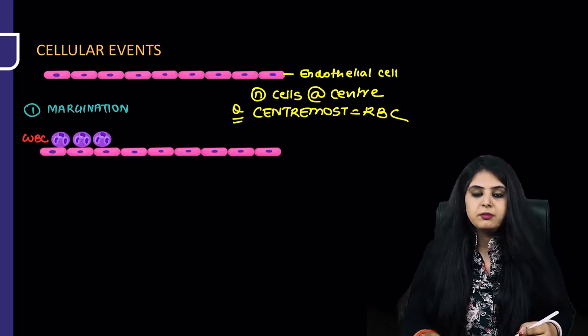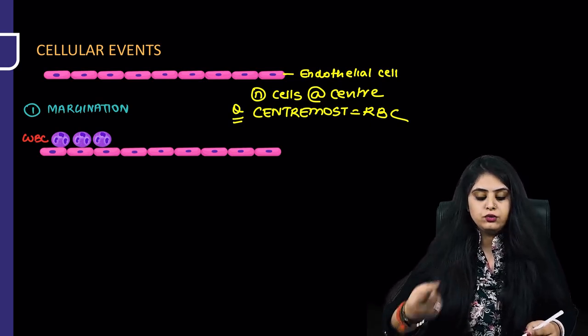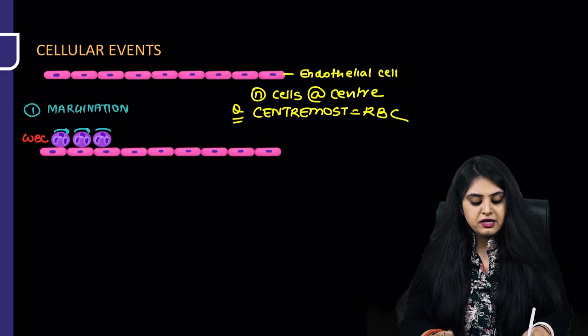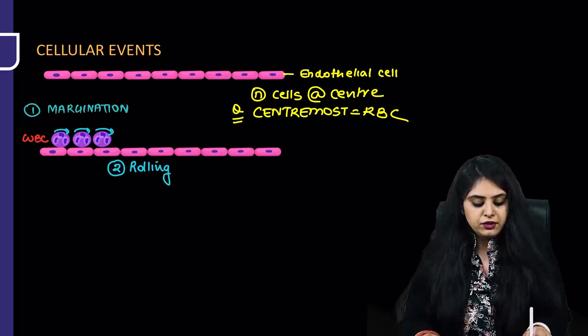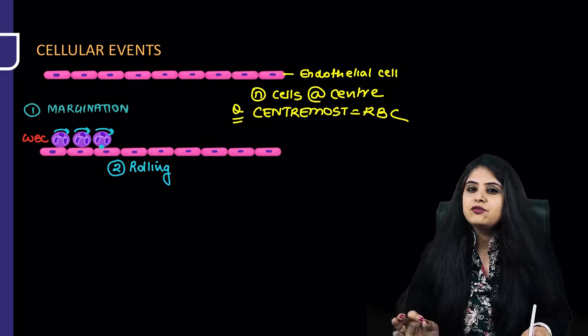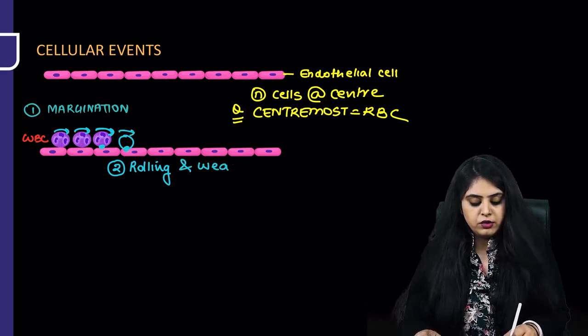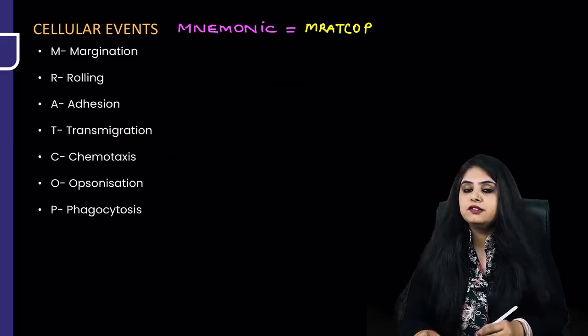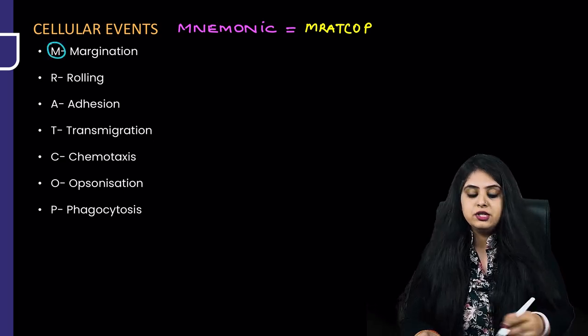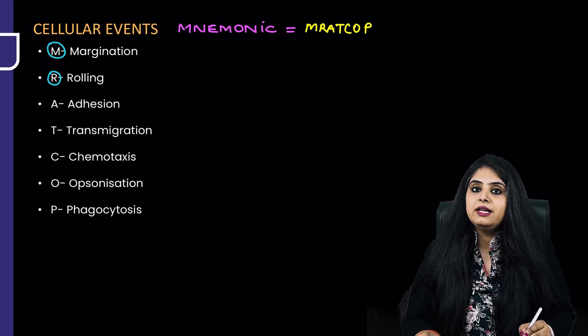After coming to the margin, just imagine a football. They are going to roll. Like this, they will start rolling. So what is step number 2 going to be? Step number 2 is going to be rolling, and not just rolling: they will roll from here, attach for 1 or 2 seconds, roll again, attach for 1 or 2 seconds, and roll again. So this is going to be rolling and weak adhesion taking place. So I have done step number 1, that is coming to the margin. Step number 2 is going to be rolling and weak adhesion.